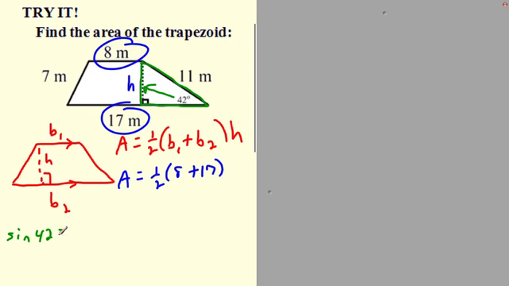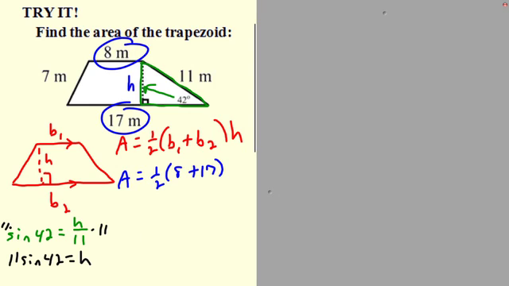The sine of 42 equals opposite over hypotenuse. I like solving these, though. This is nice. All you've got to do is times both sides by 11 to solve this one. So times this by 11. So really you get 11 sine 42 equals h.